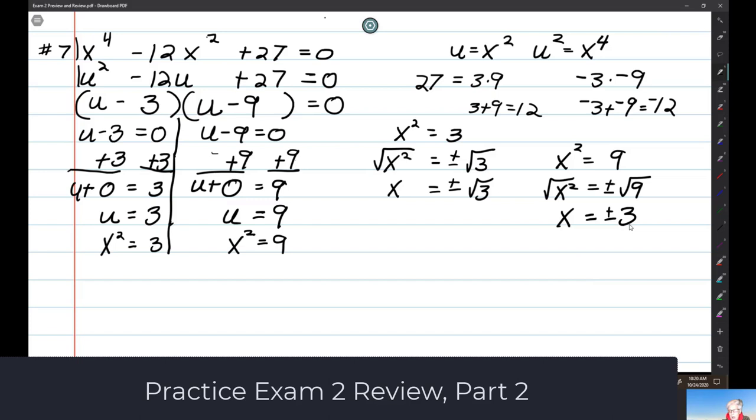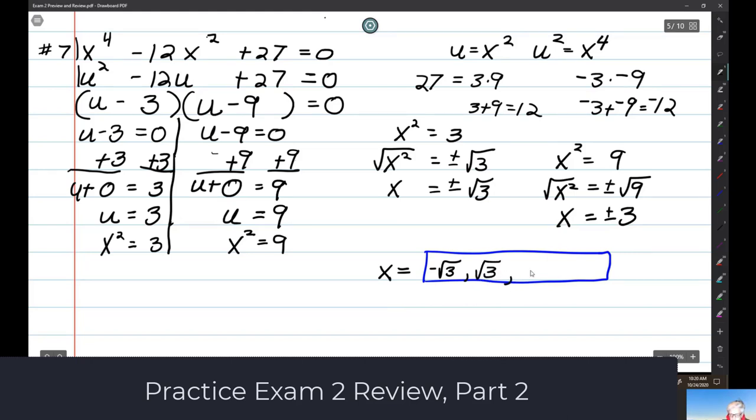And so here are our 4 answers. You'll have x equals negative the square root of 3, comma, positive the square root of 3, comma, negative 3, comma, positive 3. Which is appropriate because you have a quartic, highest power 4. There are going to be 4 solutions to this problem, or since they talk about four zeros of the function, however you want to view it, there are 4 zeros. Or 4 solutions, whichever you prefer.